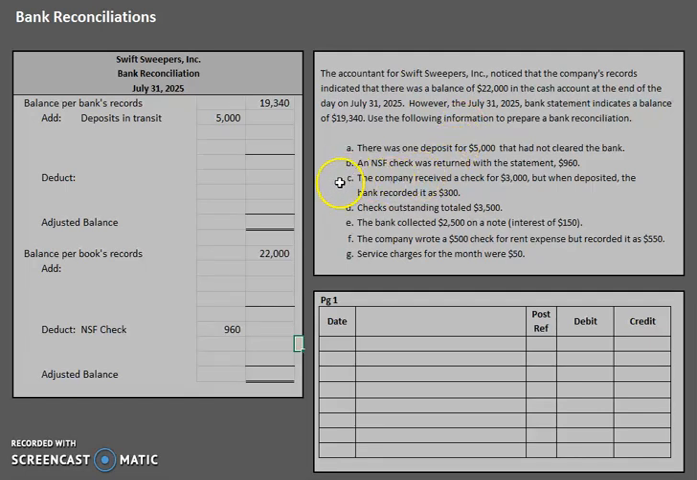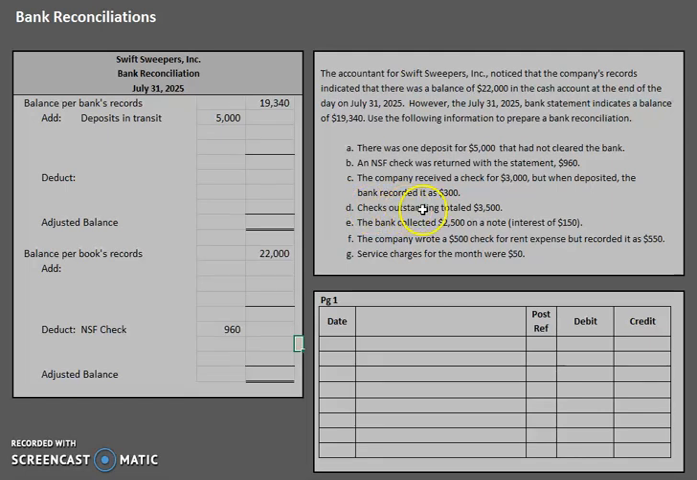Okay, so for this next one, we have a company receiving a check for $3,000, but when deposited, the bank recorded it as $300. As you can see here, it was supposed to increase our cash by $3,000, but the bank only increased it by $300. I actually want to come back to this one. This is called an error, and I want to take a look at that one at the very end.